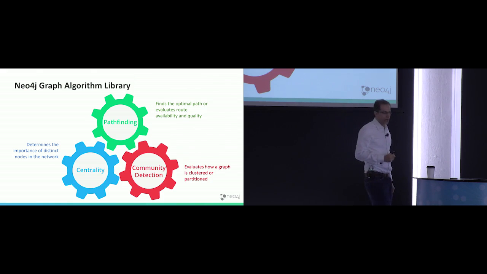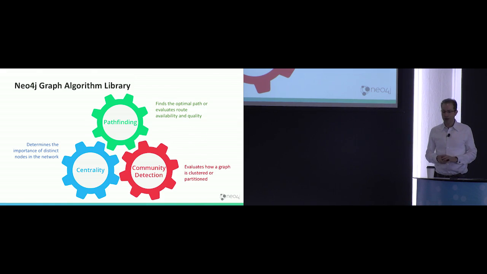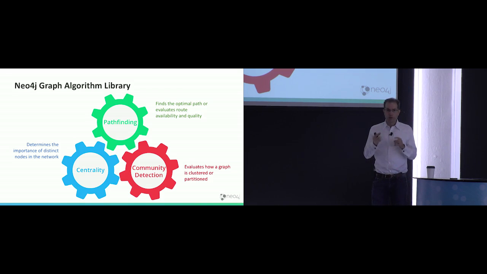Graph algorithms, we have this library, it's out there, you can go grab it, try it out, and there are a number of different kinds of graph algorithms. Three kinds that we support today are pathfinding, centrality, community detection. And what all these have in common is they will run iteratively through large parts of the graph, possibly the entire graph, and compute things and come back with some answer.